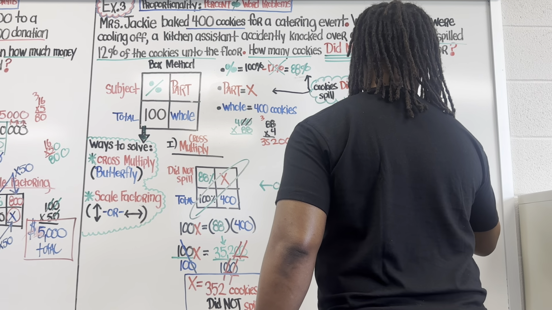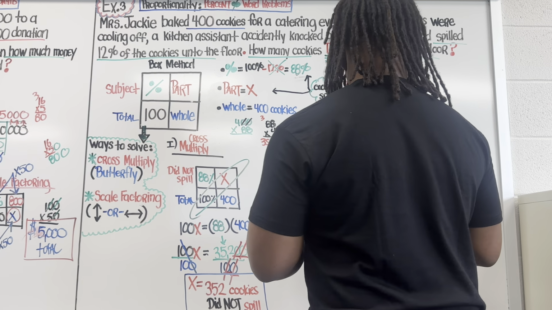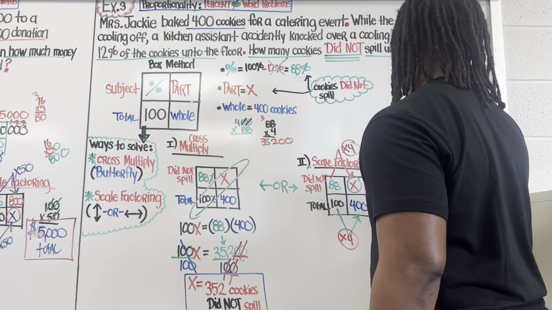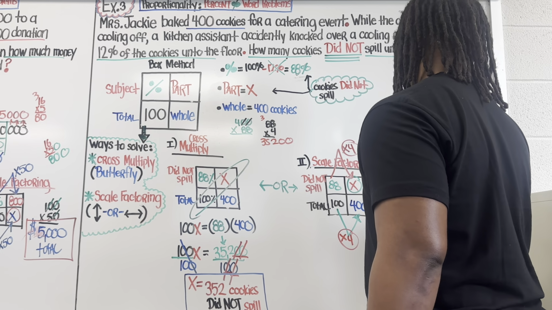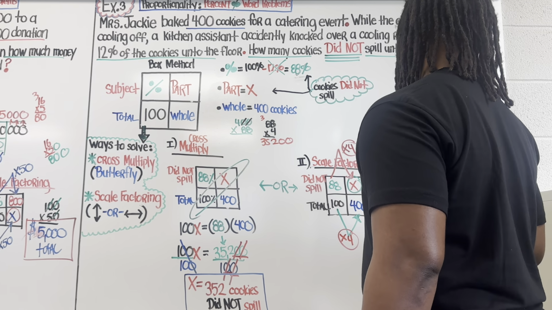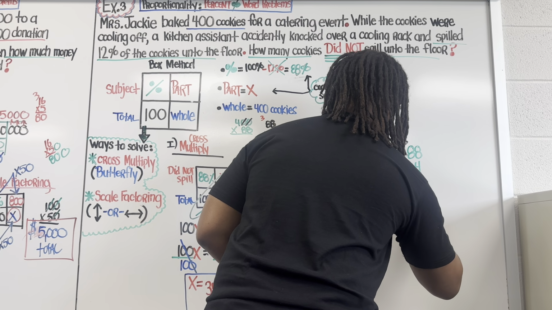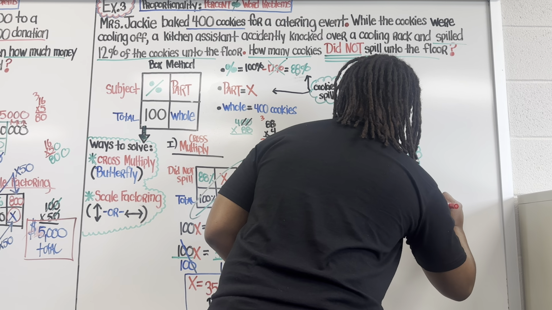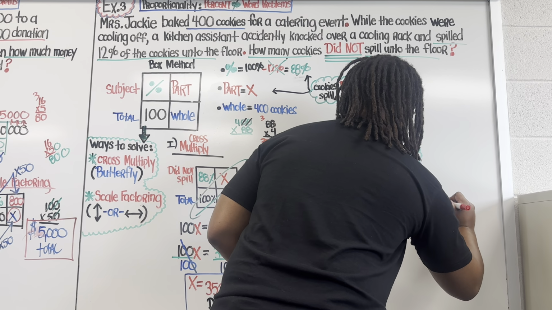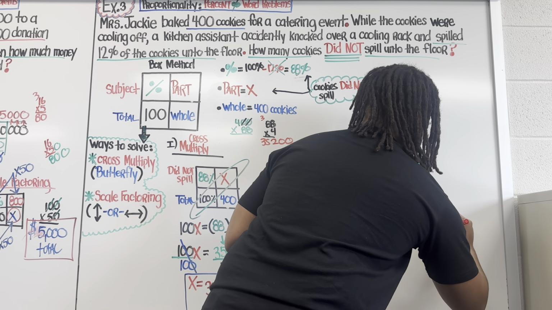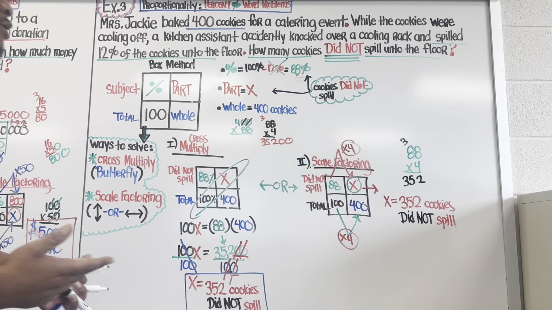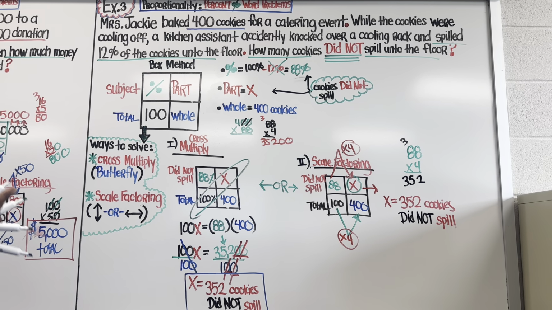88 times 4. Once again, 4 times 8 is 32. I'm going to carry the 3. 4 times 8 is 32, plus 3 is 35. So 352. 88 times 4 is 352. So it's safe to say that X, which is the number of cookies that did not spill, is 352.